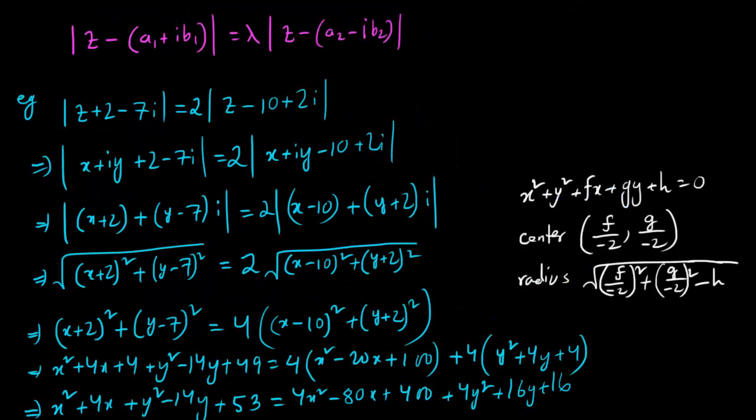So the idea is, when you have a transformation which has a lambda, which means a number outside the modulus, you cannot be sure whether it is a perpendicular bisector or a circle. You actually have to check using algebra and figure out what it is. But most of the time it turns out to be a circle.